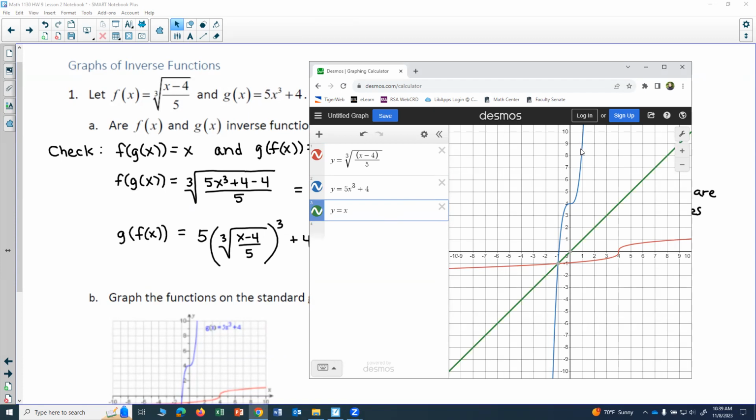So if I look at the graph of the cubic function and the cube root function, if I folded my paper on the line y equals x, then those two graphs of the function and the inverse would be lying right on top of each other. We call this symmetry, and it's symmetric over the line y equals x. So anytime you have a function and its inverse, the graphs are going to be symmetric over the line y equals x.